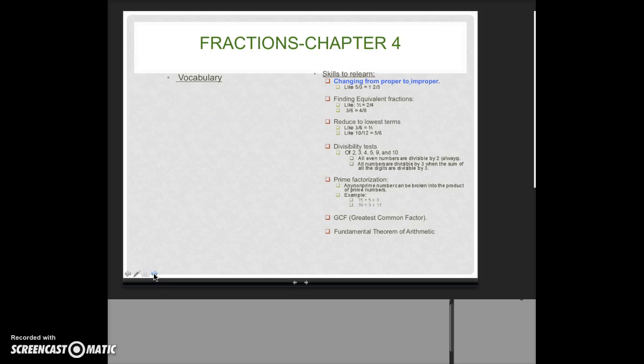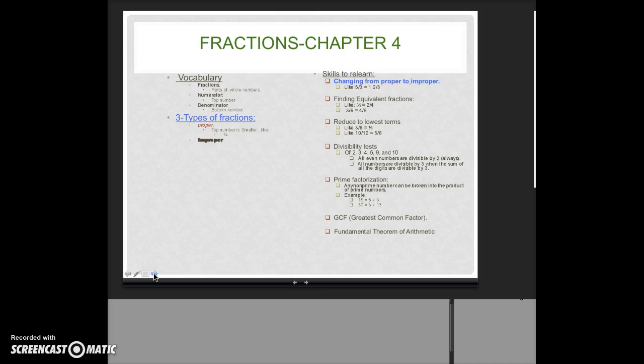Chapter 4. What we're going to get to in chapter 4 is some vocabulary first, of course. Fractions are parts of whole numbers. Numerator, denominator. So the numerator is the top number, denominator is the bottom number. Something called mixed fractions. There are 3 types of fractions. We've got proper, improper, and mixed.